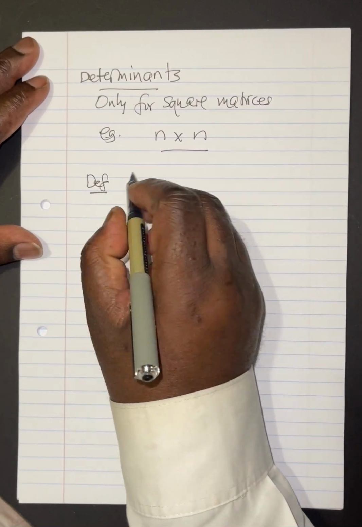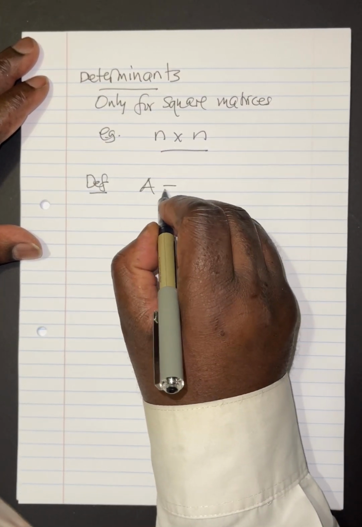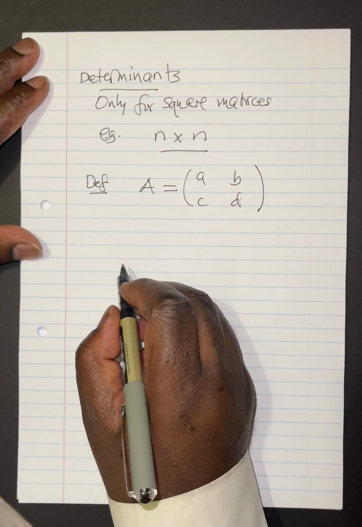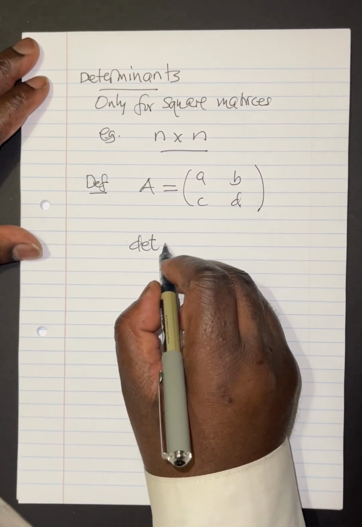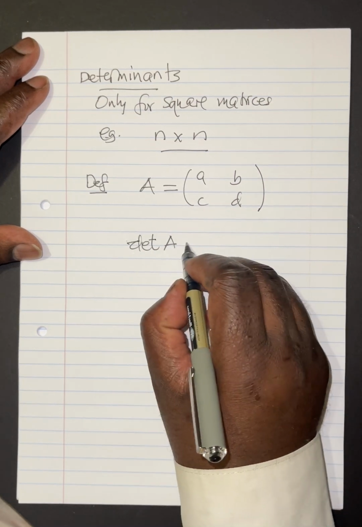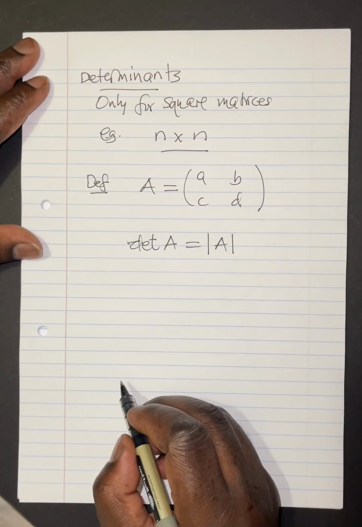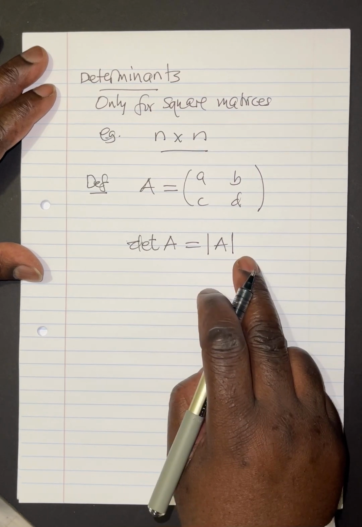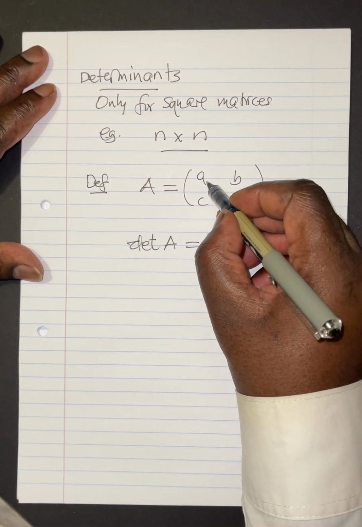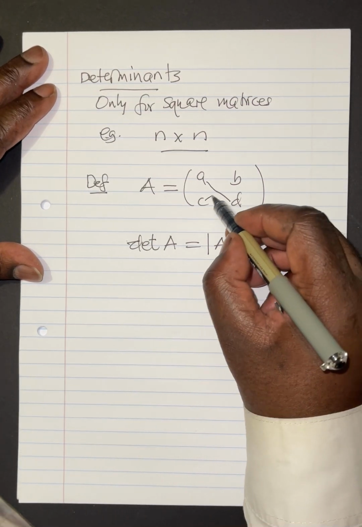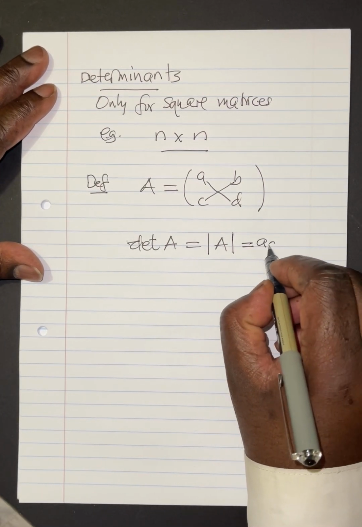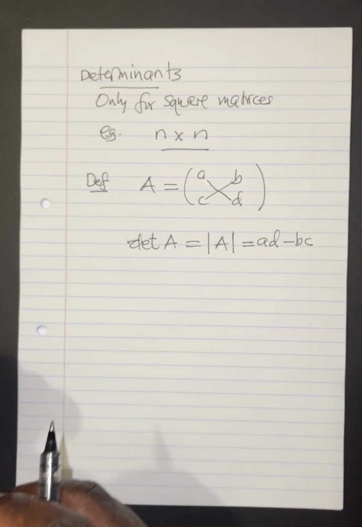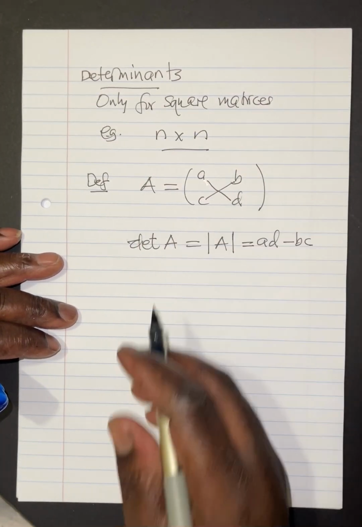Definition for a 2 by 2 matrix. If you are told that A equals A, B, C, D, the determinant, which we write in short as det A, also written with two vertical lines like an absolute value, if you're talking about differential calculus, but in this case these two vertical lines mean the product of elements on the right diagonal minus the product of elements on the left diagonal. So this is exactly equal to AD minus BC. Please take note of that. The product on the right diagonal minus the product on the left diagonal. That's your right diagonal and that's your left diagonal.